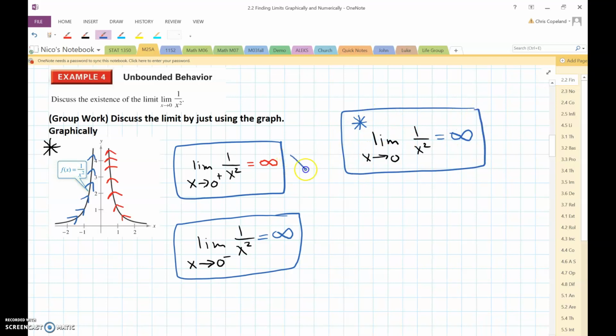Okay? Again, these limits have to be equal to each other in order for this limit to exist. If coming from the left or coming from the right, if those give you two different values for the limit, then overall the limit of this function as x approaches 0 would be does not exist. But that isn't the case here.